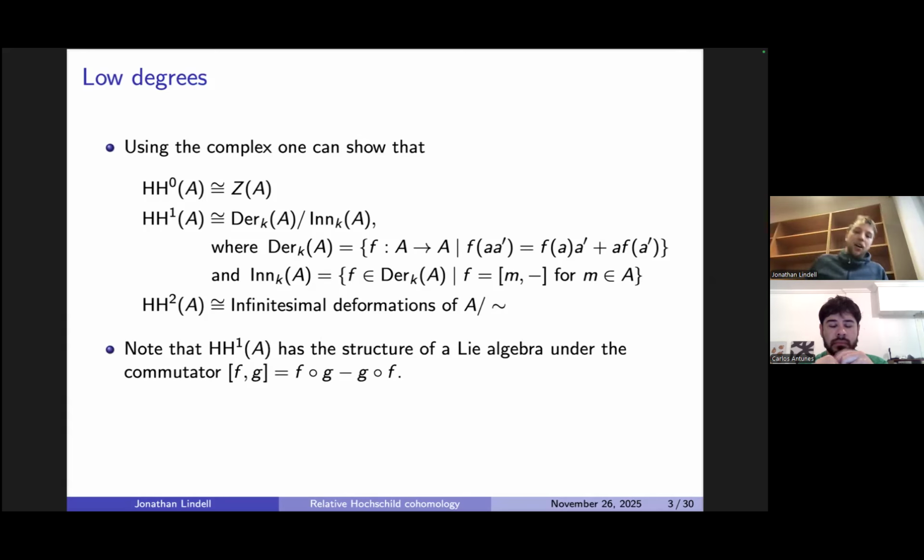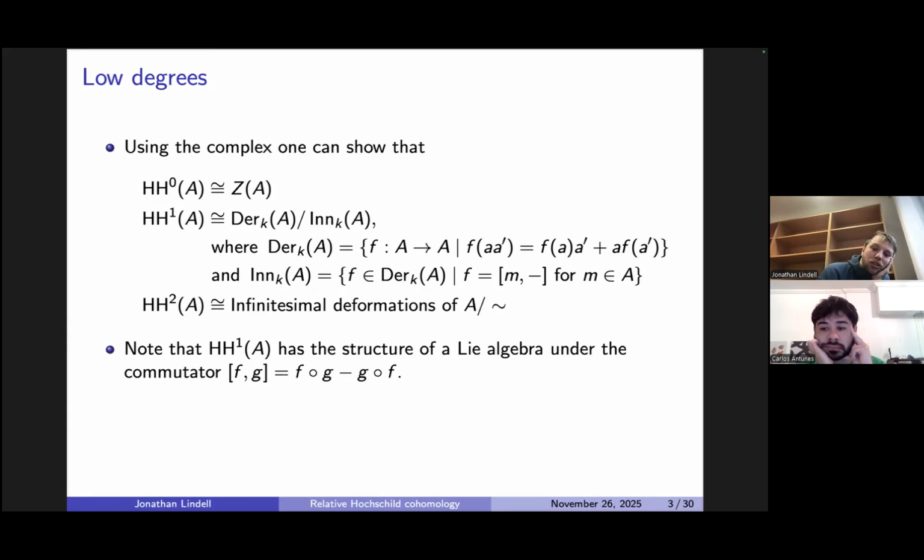And now we can note that in degree 1, we have the structure of a Lie algebra where we take the commutator of our derivations. Composition of derivations will not generally be a derivation, but the commutator will actually give us a derivation. So this gives us the structure of a Lie algebra.